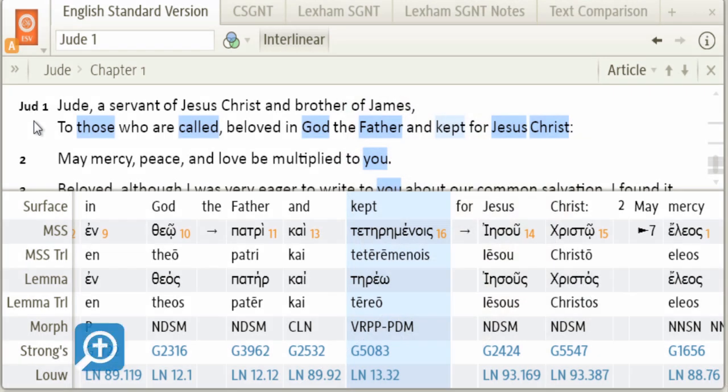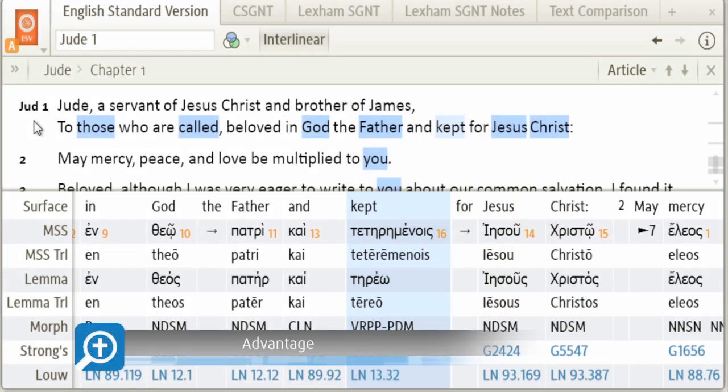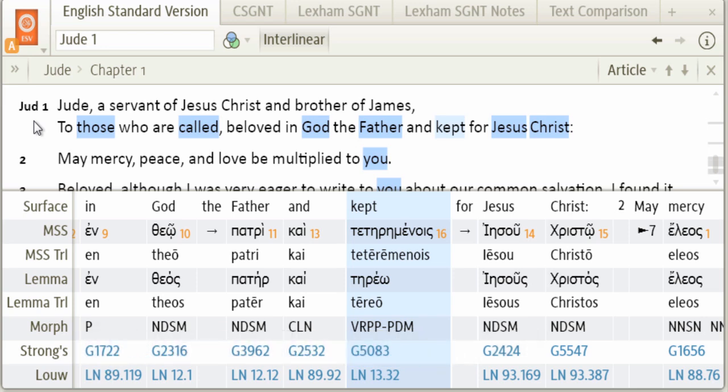Jude 1 reads, "Jude, a servant of Jesus Christ, and brother of James, to those who are called, beloved in God the Father, and kept for Jesus Christ." This verse is part of Jude's greeting to his letter, and we'll use it as an illustration for what other uses the dative case has.